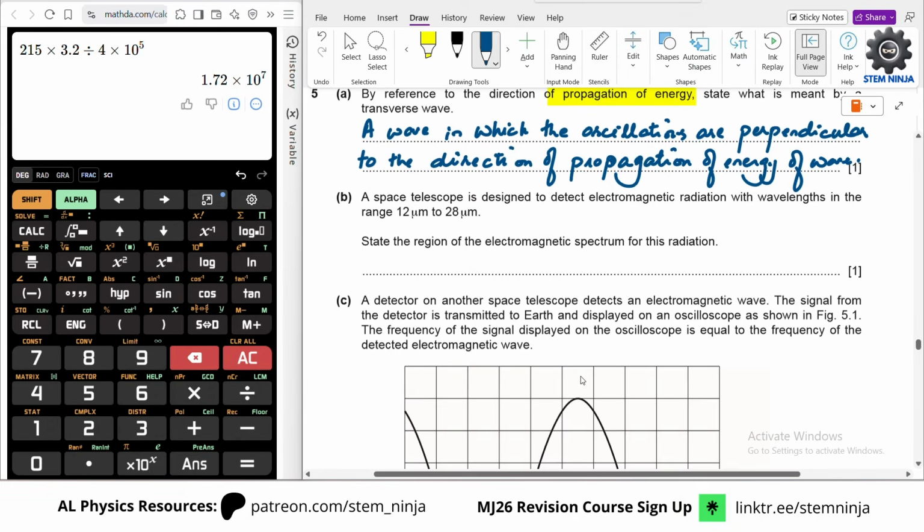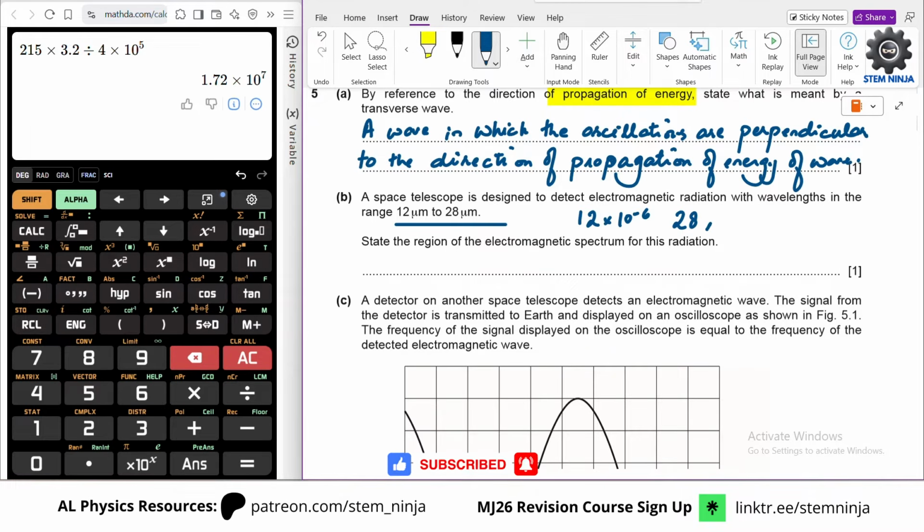Alright, okay. A space telescope is designed to detect electromagnetic radiation with wavelengths in the range 12 micrometers to 28 micrometers. State the region of the electromagnetic spectrum for this radiation. Although the answer for this is fairly easy, let us show you what it actually means.